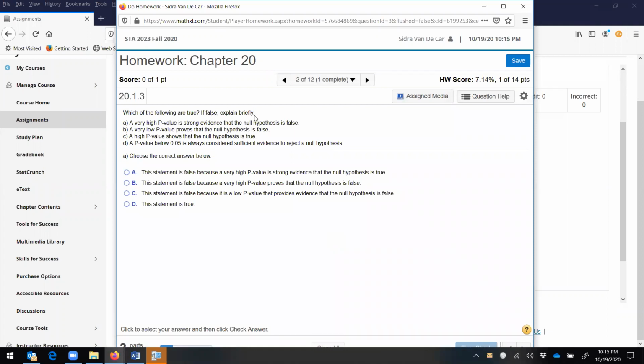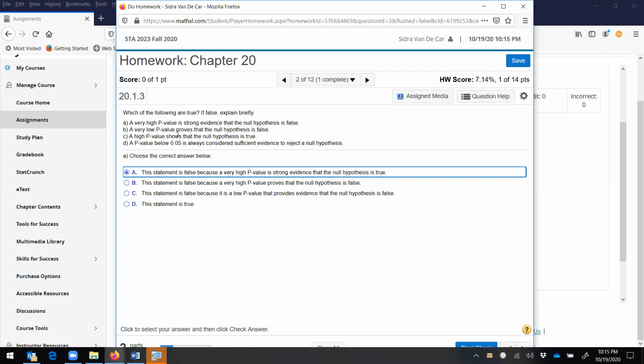Which of the following are true? Okay, a very high p-value is strong evidence that the null hypothesis is false. All right, that's not true because first of all, we're looking for a low p-value, and that's a false statement, right? But we're not proving the null hypothesis true.